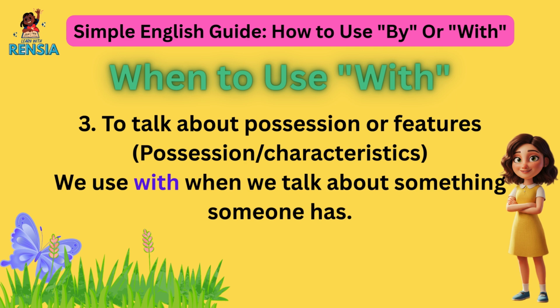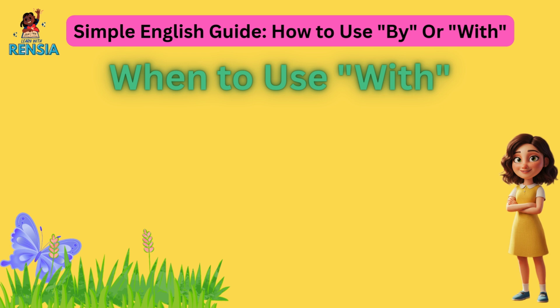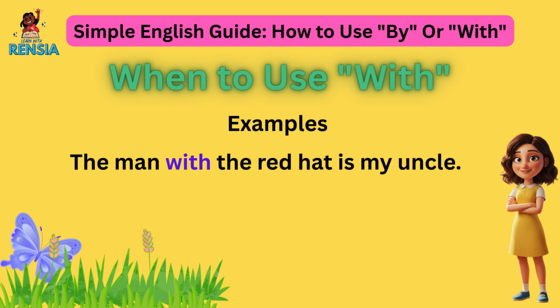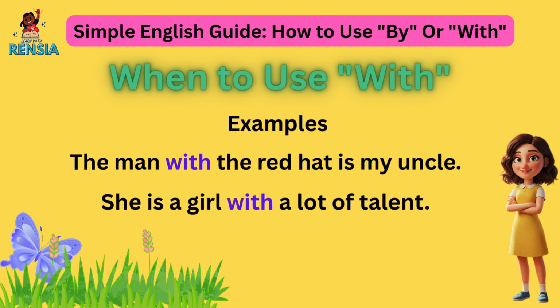3. To talk about possession or characteristics. We use with when we talk about something someone has. Examples. The man with the red hat is my uncle. She is a girl with a lot of talent.